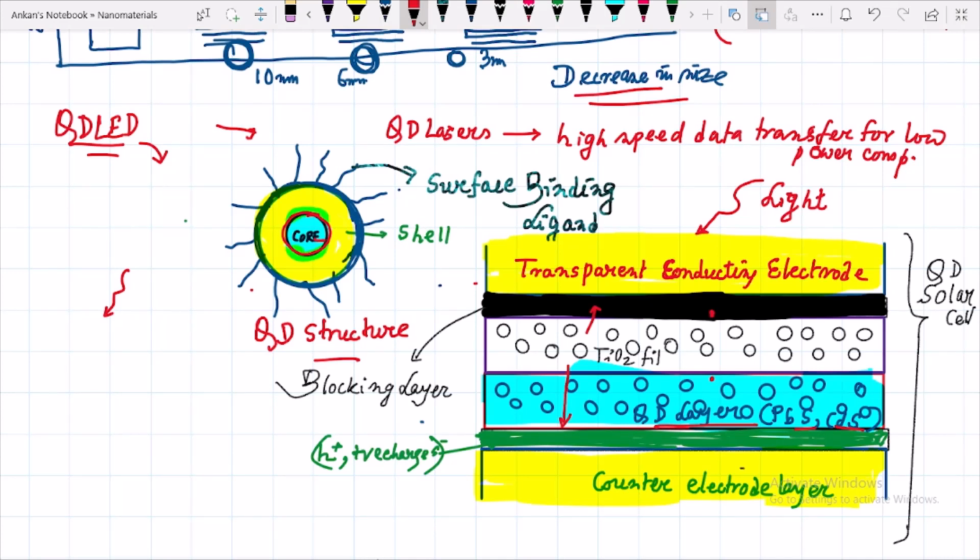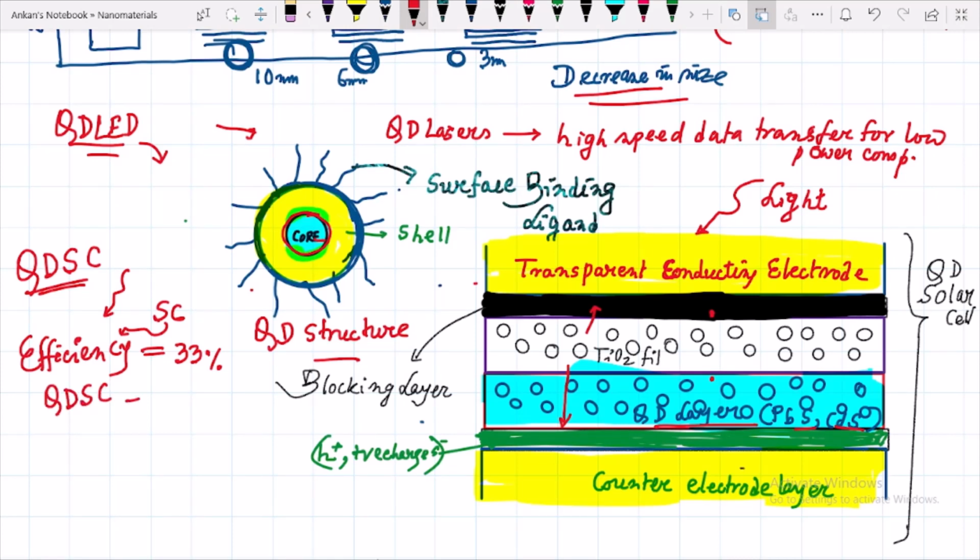As well as in the normal solar cell, the efficiency factor. Okay, put the topic quantum dot solar cell efficiency. In a normal solar cell, efficiency is about 33%. That is, 33% of the incident light can be converted to electricity, whereas in the quantum dot solar cell we can get an efficiency of approximately 65%.